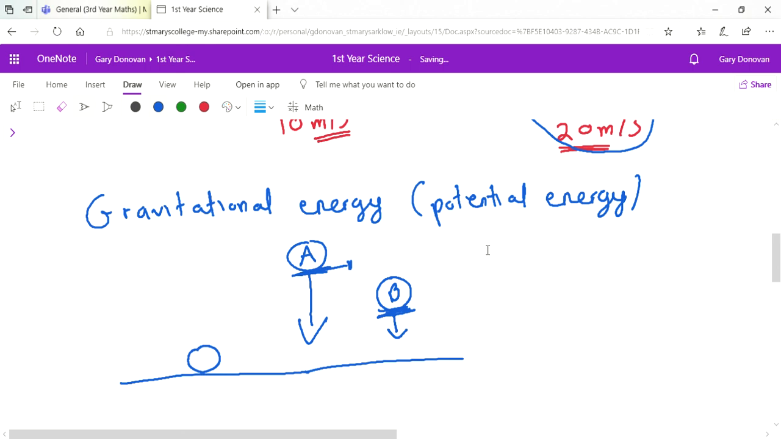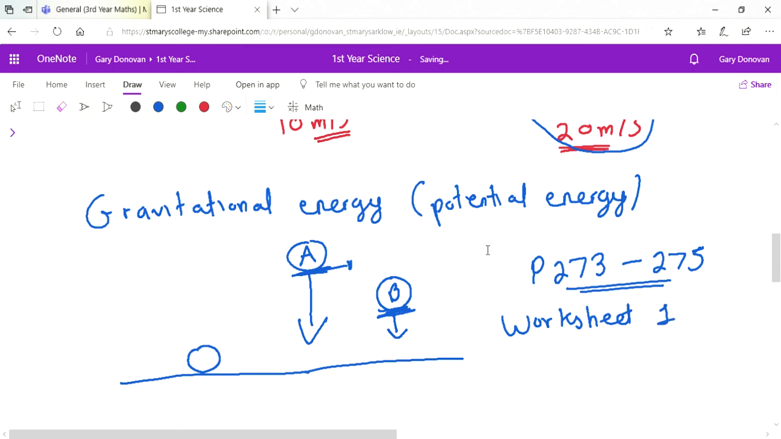Okay, so that's the different types of energy. So what I'd like you to do now is read pages 273 to 275 in your textbook. And once you've done that, I'm going to upload a sheet and I'm going to call it Worksheet 1. In Worksheet 1 there's a picture with lots of different things going on, and there are some questions where you have to identify the different types of energy. And what I'd like you to do is write the answers to that worksheet into your copy, take a picture, and then send that work back to me on Teams.